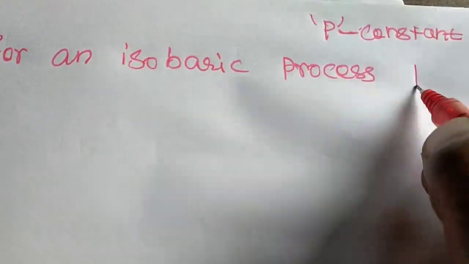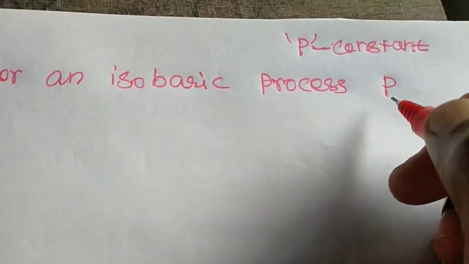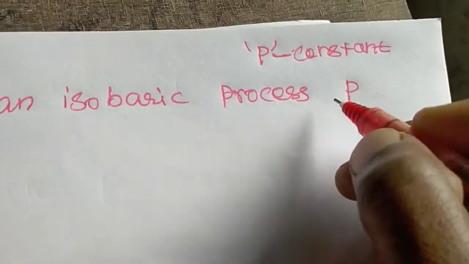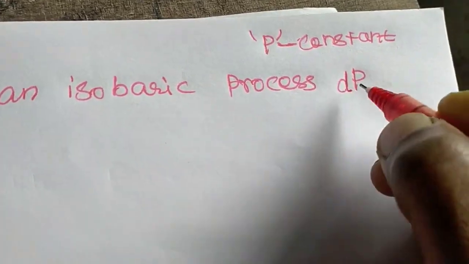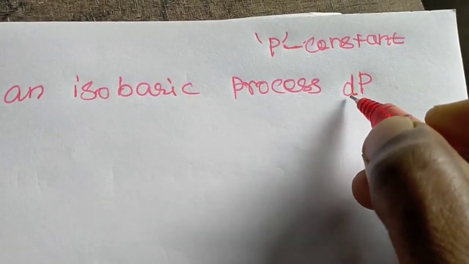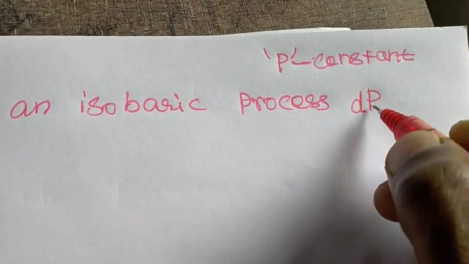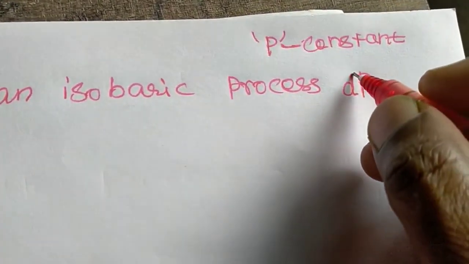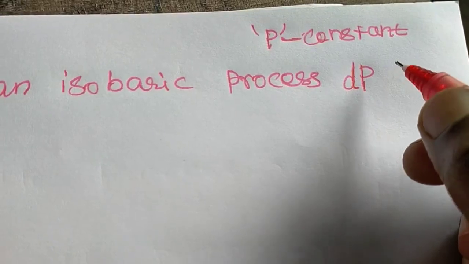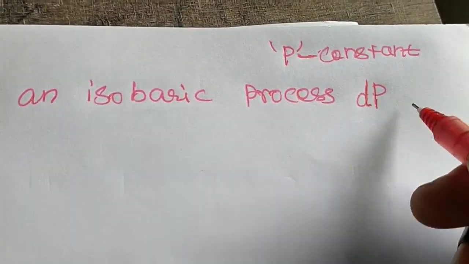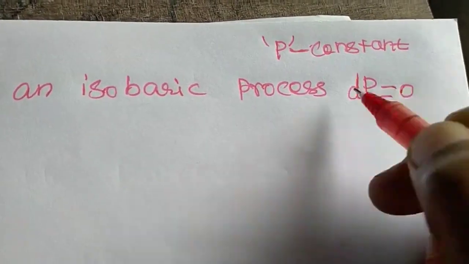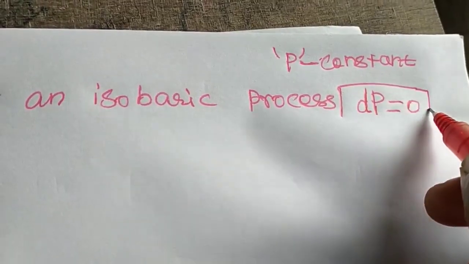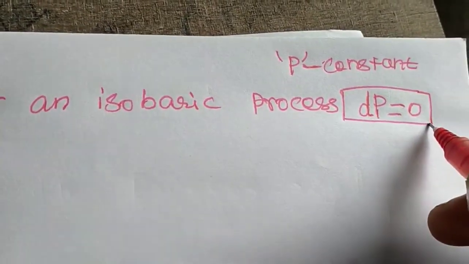So write here, pressure constant. So pressure constant means how to write? Difference or change in pressure. Here you can say this is the difference in pressure. Is there any difference in the pressure? No, there is no difference in the pressure from the initial to the final stage. So it is 0.